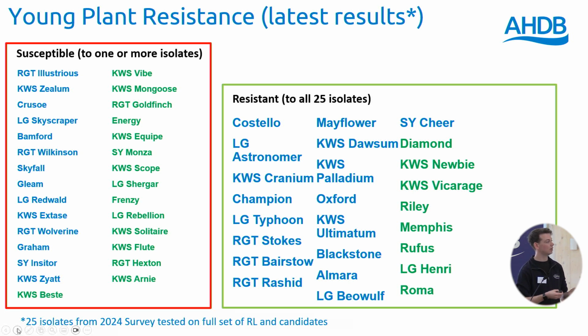So this just highlights once again those varieties that were susceptible and resistant. So anything in blue was your recommended list, anything in green is a candidate, and everything in the red box was susceptible, and everything in the green was your resistant isolates.